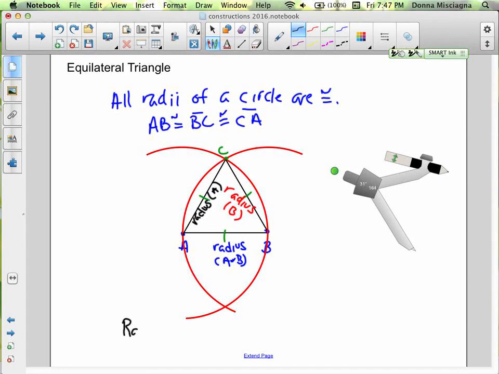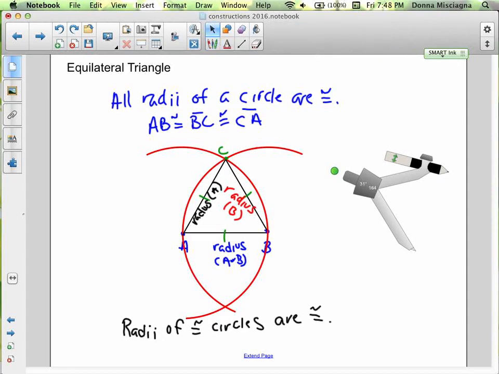So radii of congruent circles are congruent. So if we have all the radii in a circle are congruent, and if we have a congruent circle, it's congruent to all of those radii. Right? So radii of congruent circles are congruent.